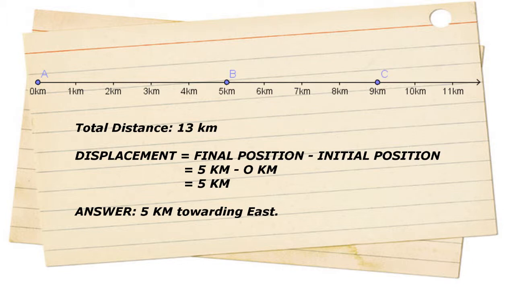Since the final position of the object is at 5 km, as you can see in the figure, and our initial position is 0, then 5 km minus 0 km is equal to 5 km. Then the displacement of the object is 5 km toward the east. However, not all the time can an object move east or west. Sometimes it moves north or south.